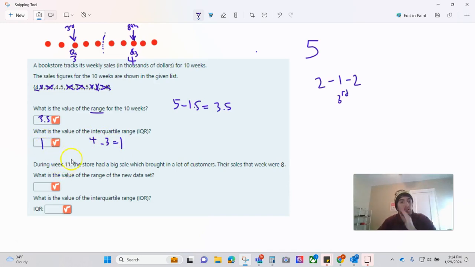Oh no, we're adding a number! A busy week. And that was the number 8. They sold $8,000 this week. 8. Now there are 11 numbers.